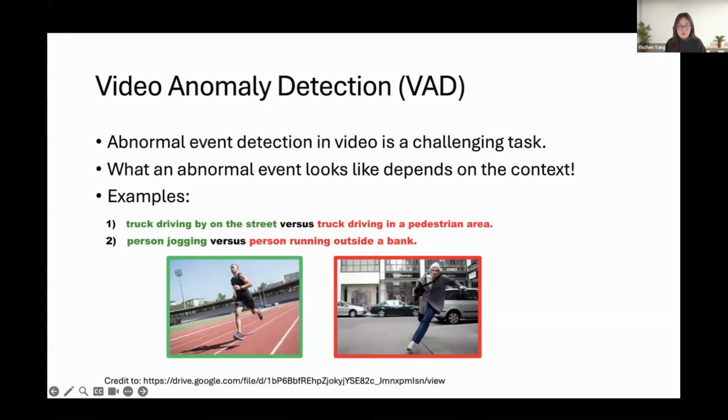And similarly, take the example of a person jogging. This is a perfectly normal activity in a park or on the sidewalk. But if someone is seen running outside of a bank, the context changes, and it might indicate an emergency or suspicious behavior. This makes abnormal event detection a highly complex task because it depends on where and when it occurs. It requires systems that go beyond recognizing patterns to actually understanding the environment and its norms.